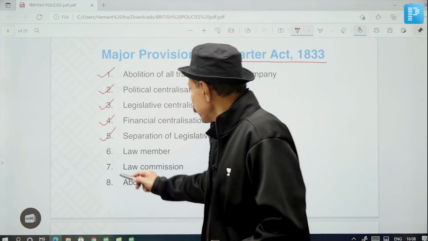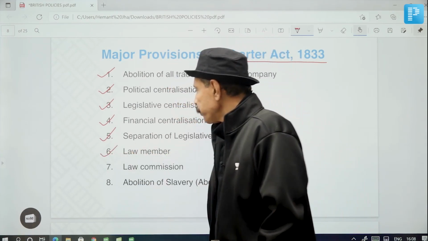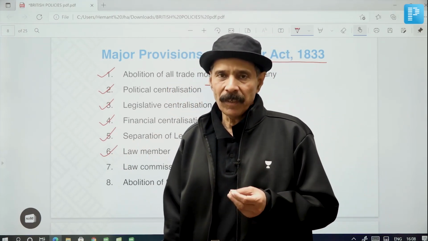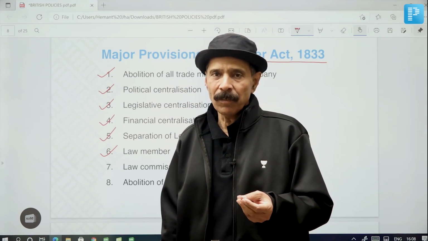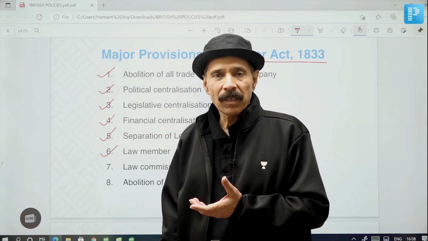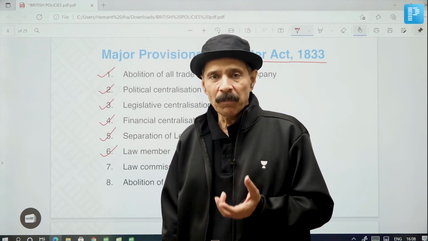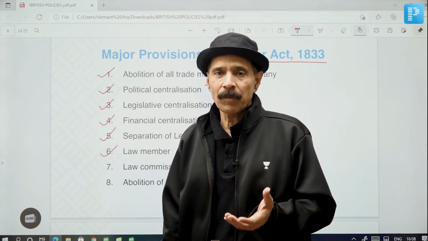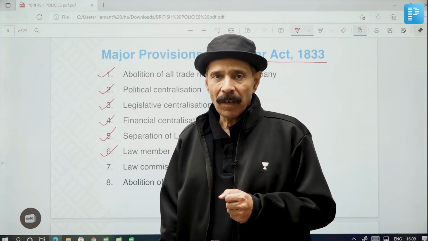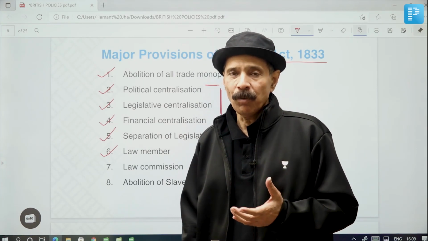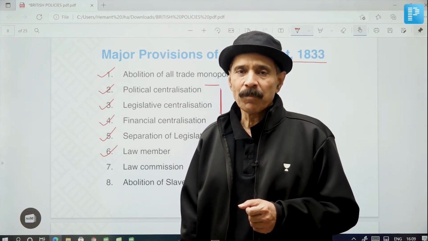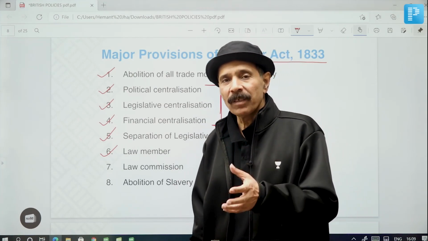Next one is law member. This was the introduction of a new member into the Governor General of India's Council. This member was the law member because the purpose of this member was to facilitate the process of making law. And this law member was Thomas Macaulay, the famous British official.